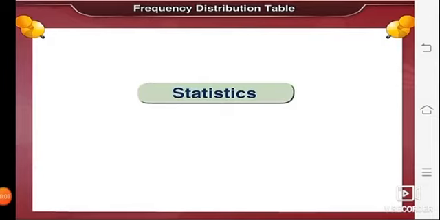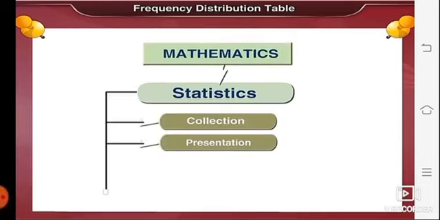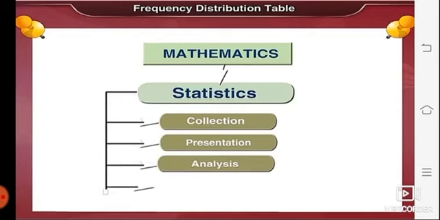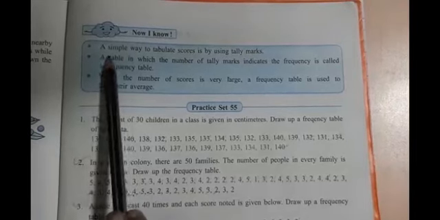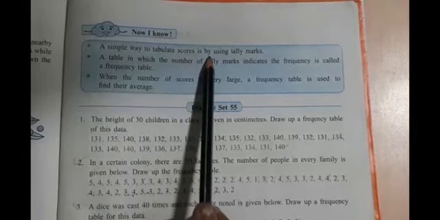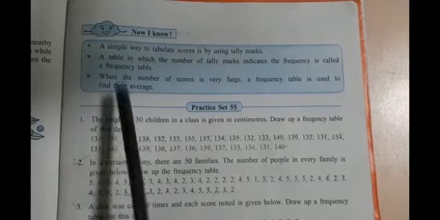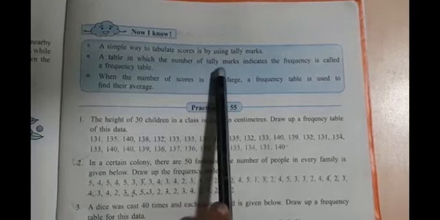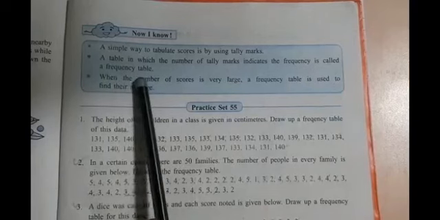So now let us study what is meant by statistics. Statistics is a branch of mathematics which deals with collection, presentation, analysis and interpretation of data. So students, always remember, a simple way to tabulate scores is by using tally marks. Next, a table in which the number of tally marks indicates the frequency is called a frequency table.